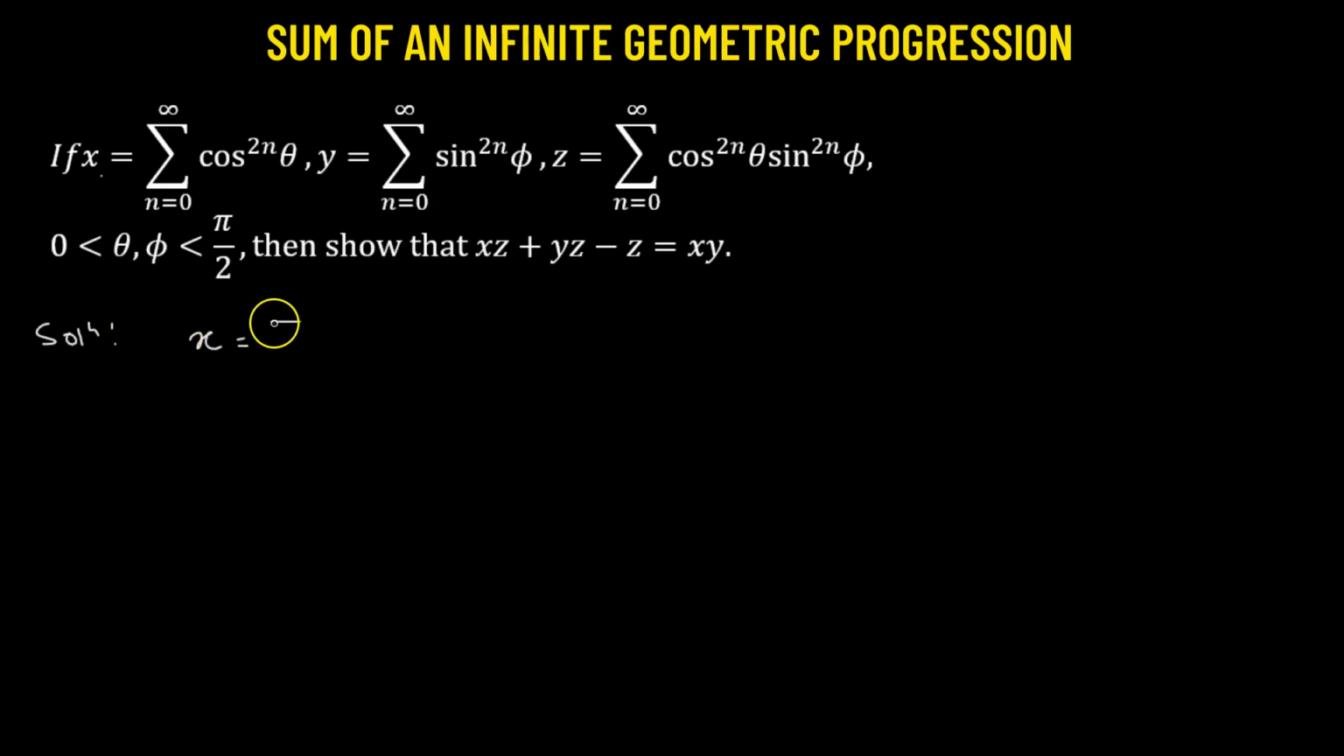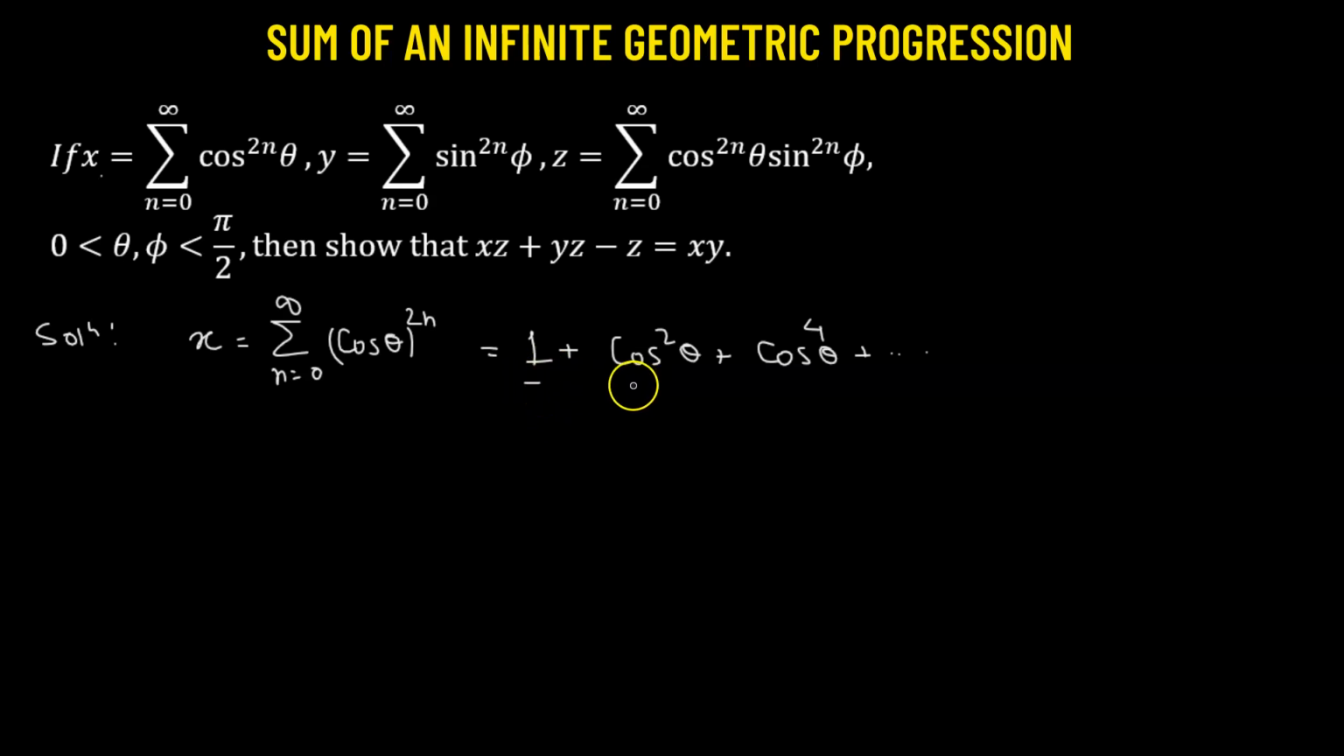So x is defined as the summation n going from 0 to infinity of cosine of theta, whole raised to the power of 2n. We're going to expand this summation. The first term will be cosine of theta raised to the power of 0, so that's going to be 1. Then we have cosine of theta raised to the power of 2 times 1, so we'll get cosine squared theta. The third term, for n equals 2, we are going to get cosine of theta raised to the power of 4. And this continues.